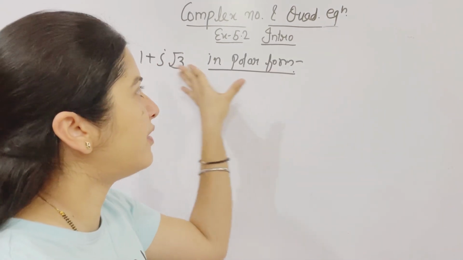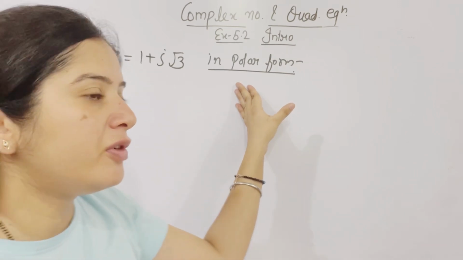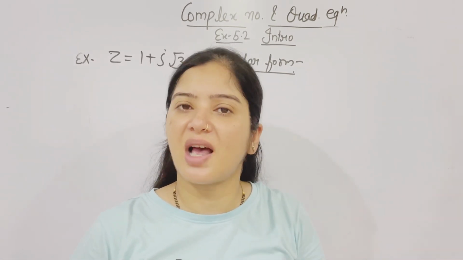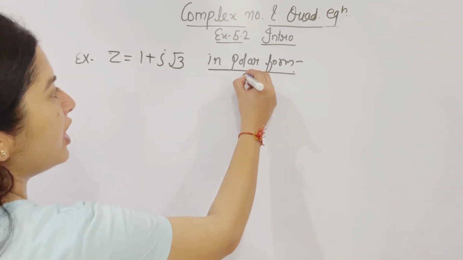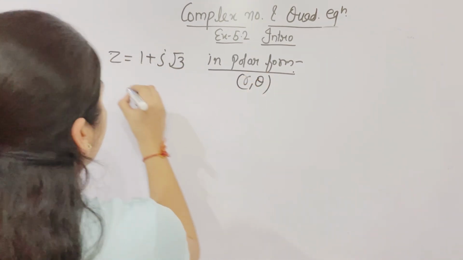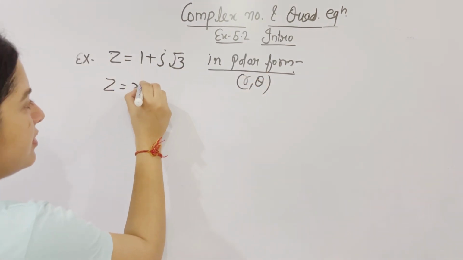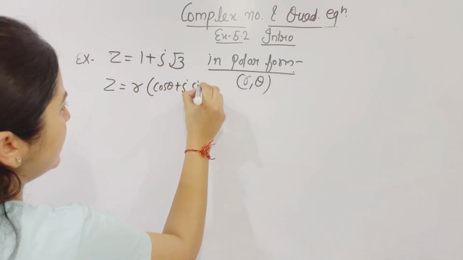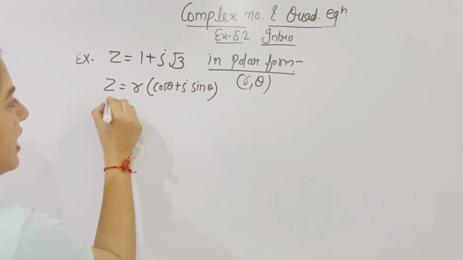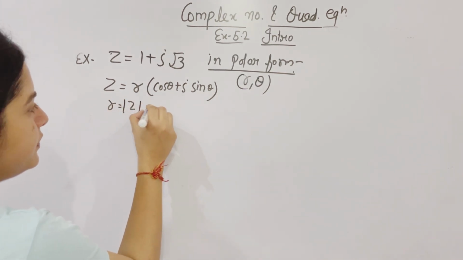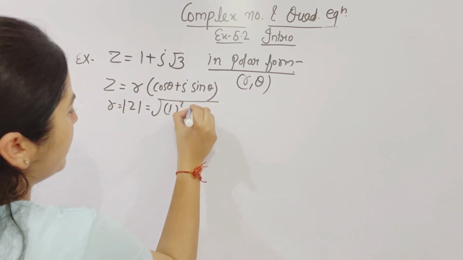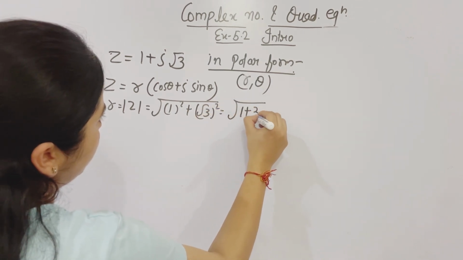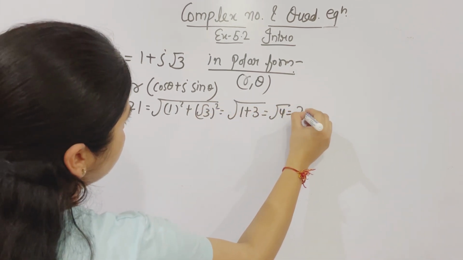This is the question. We have to change in the polar form. We know that we just need two things to change a complex number in polar form, which is r and theta. If you have r and theta, you will easily change it, and the polar form is r cos theta plus iota sin theta. First of all, we will find r, which is modulus of z, x square plus y square, 1 plus 3, which is 4, and 4's root is 2.